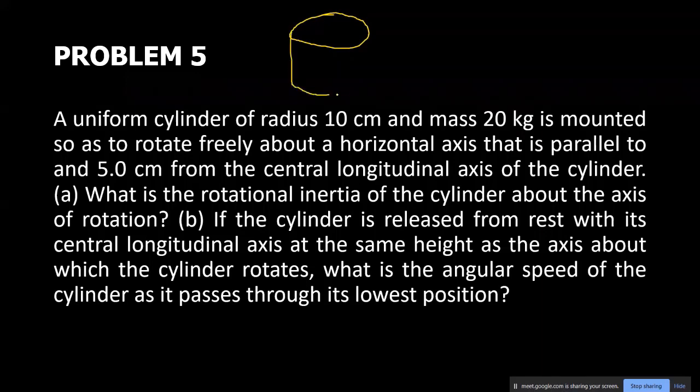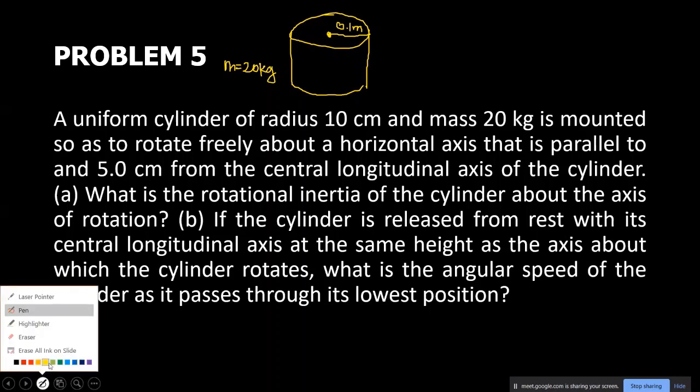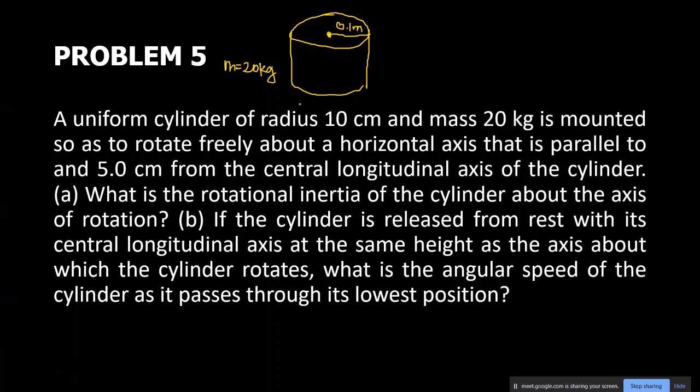Di ba ganito yung cylinder? So you have a radius of 10 centimeters, so this is 0.1 meters, and the mass is 20 kilograms. And it will rotate about a horizontal axis. So magdodrawing ulit tayo ng horizontal axis. Hindi siya sa gitna, but that is 5 centimeters. So this is the horizontal axis.